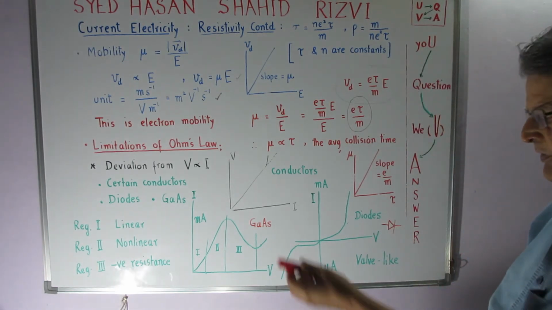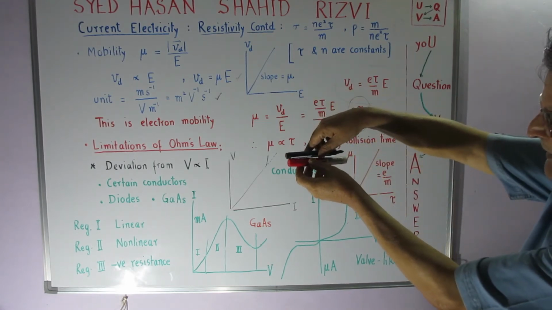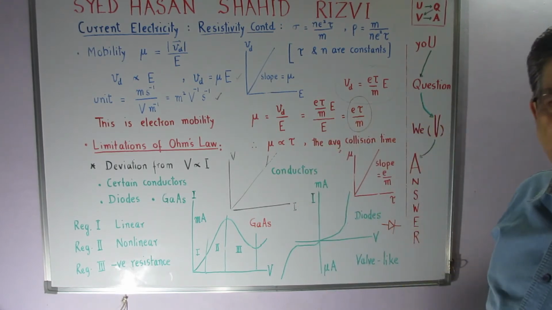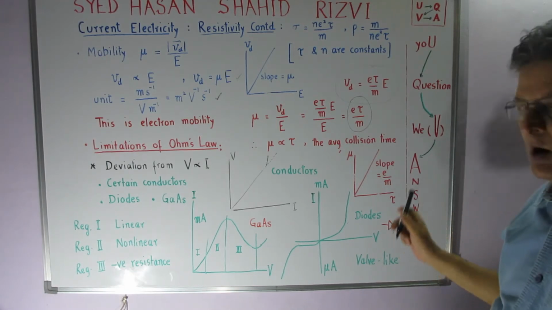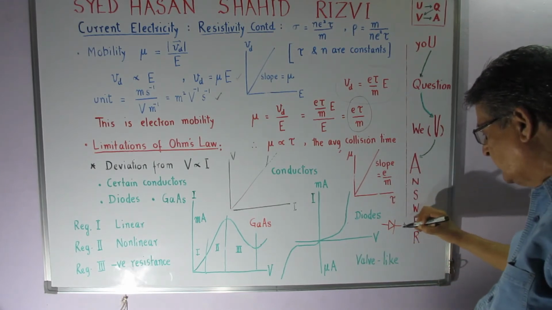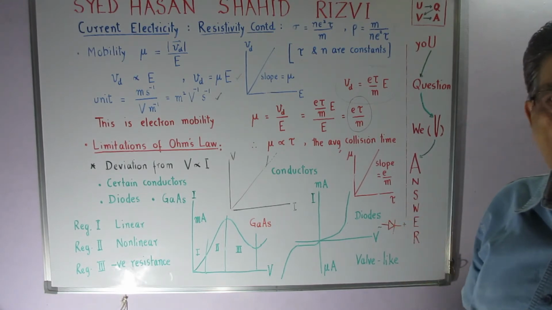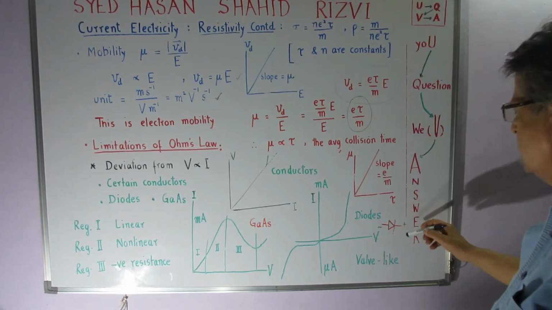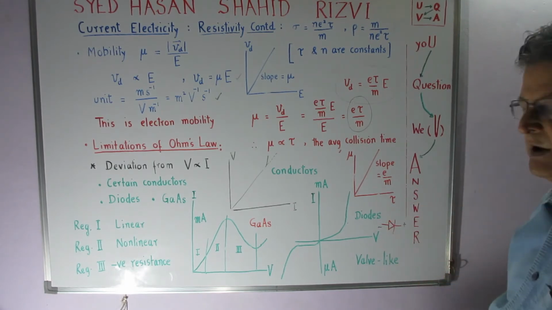Diodes behave like valves. In this direction, shown by an arrowhead, the current will flow easily. That is, the resistance offered by the diode is very small. But in the reverse direction, if we make this positive and this negative, then the resistance is too high. So current is allowed to pass in one direction and is blocked in the other direction, or the current which flows is very, very small.